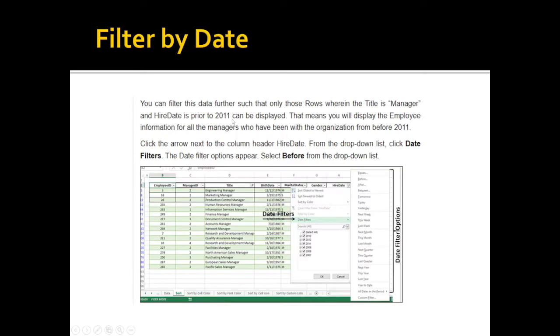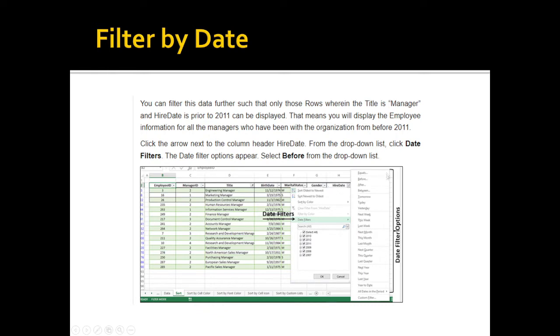Filter by date. You can filter this data further such that only those rows wherein the title is manager and hire date is prior to 2011 can be displayed. That means that you will display the employee information for all managers who have been with the organization from before 2011. Click the arrow next to the column header hire date. So this is hire date. So click the arrow.